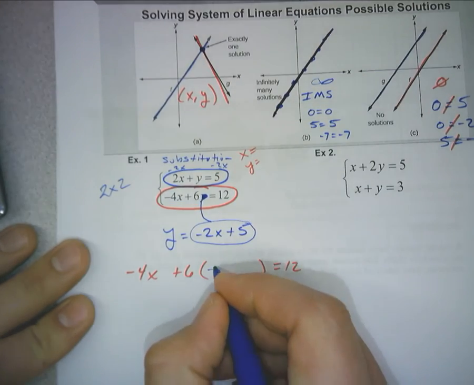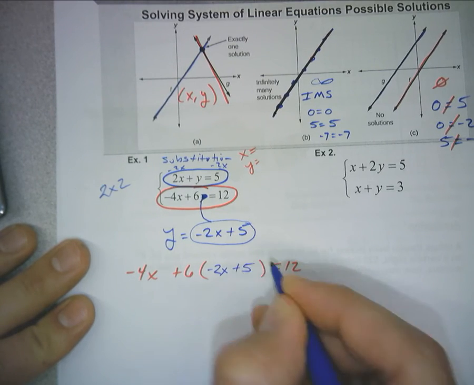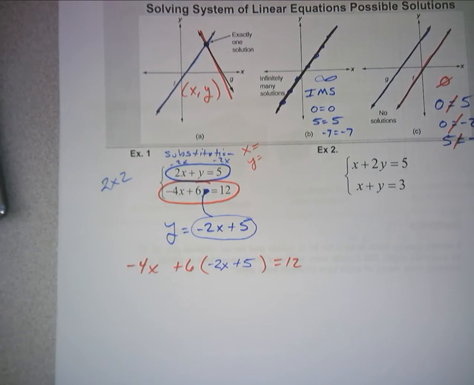Equals 12. And inside that parenthesis, I'm going to put in that negative 2x plus 5. So I'm plugging it in, plug it in.